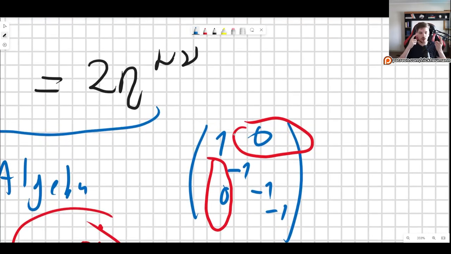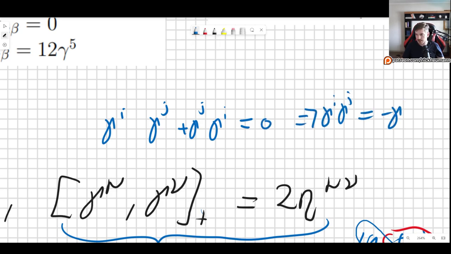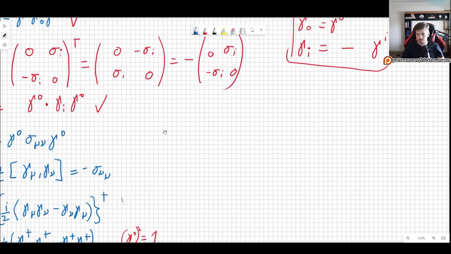Right, if you go to 1, 2, 1, 3, 2, 3, 2, 1, 3, 1, 3, 2, all the positions in our matrix here are 0 because they are not on the diagonal. Okay, so that means that the right hand side here is 0. So that means that gamma I, gamma j is equal to minus gamma j, gamma I. So you can anti-commute them. Okay.